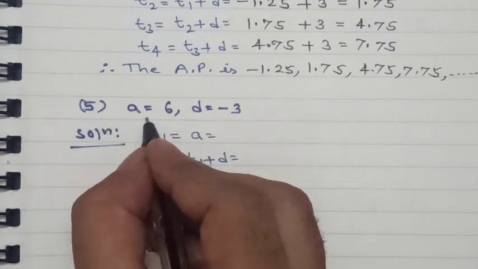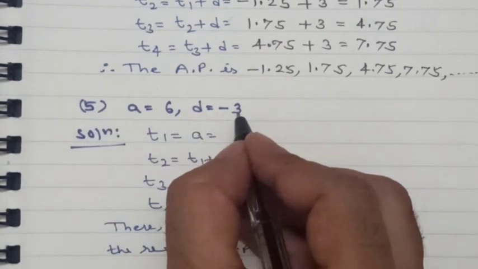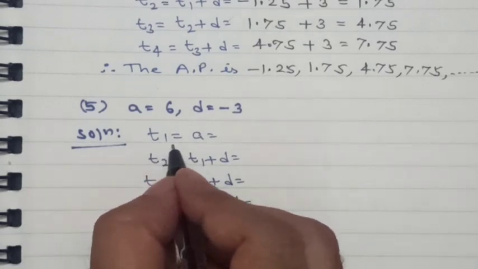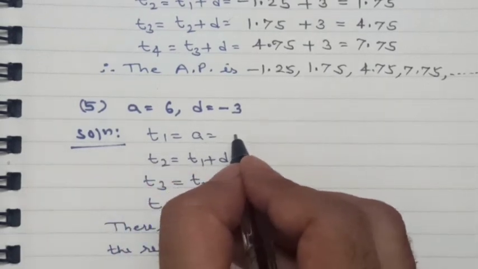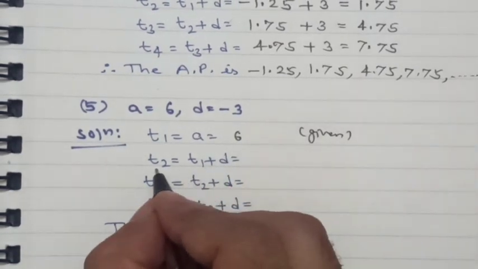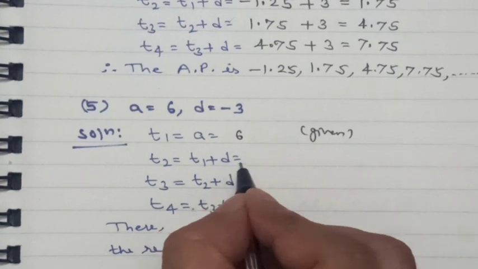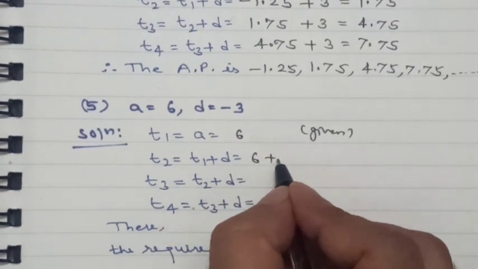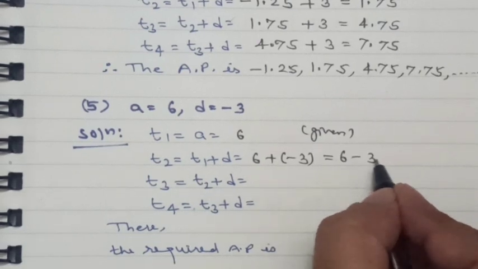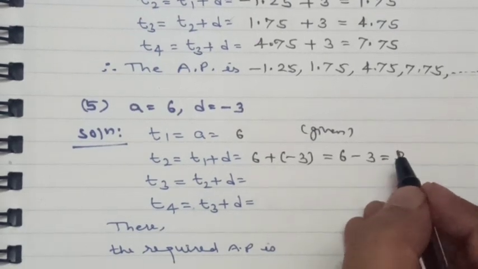Fifth question, A is equal to 6 and D is equal to -3. Let's begin the solution. T1 is equal to A is equal to 6, which is given to you. Now write T2, which will be T1 plus D. That means 6 plus (-3). When you open the bracket, 6 minus 3 will give you 3.